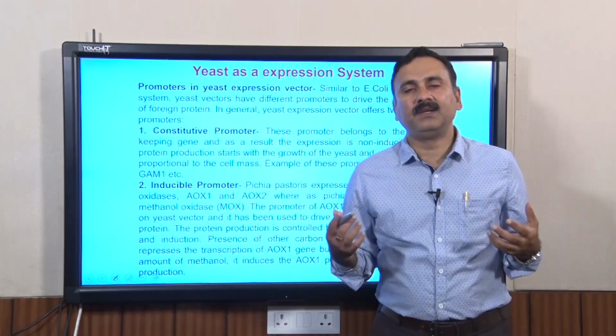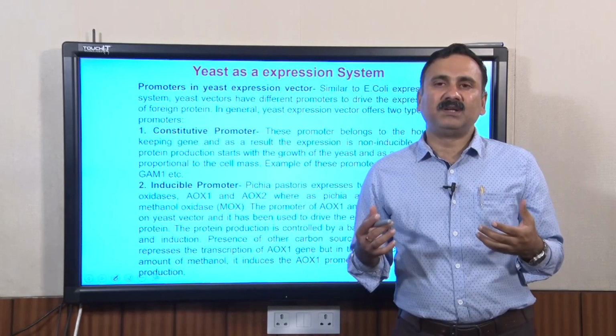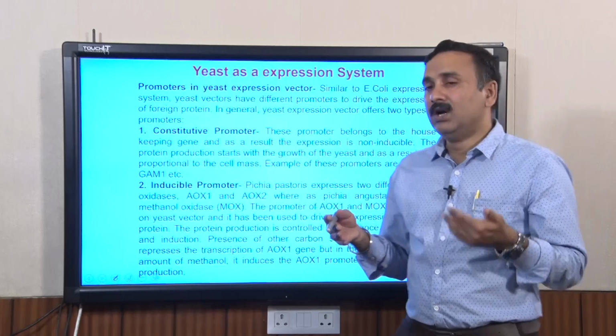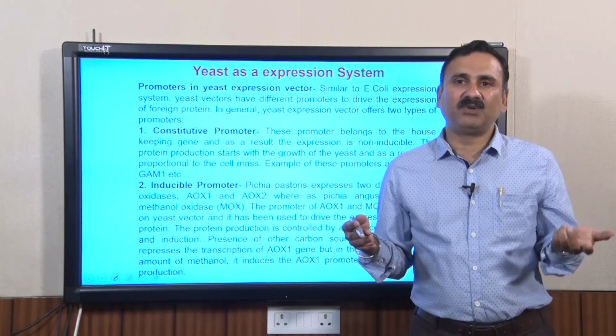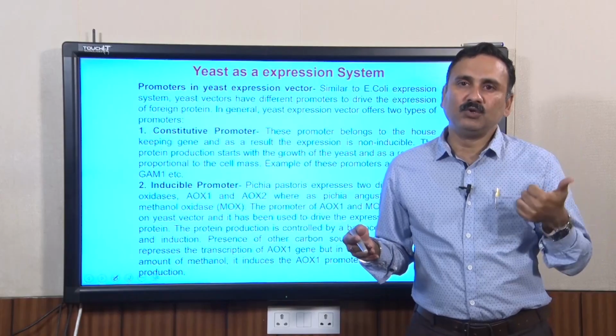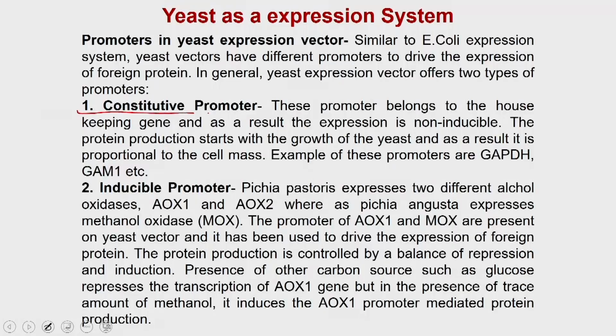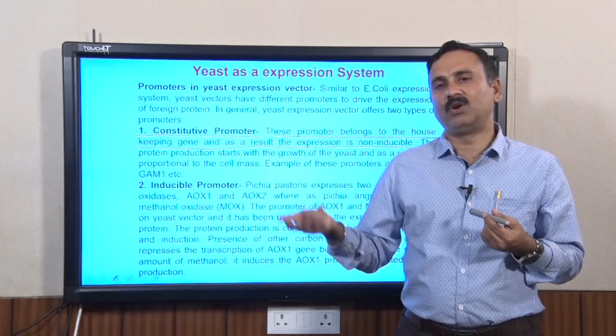Just as we discussed in the E. coli expression system, there are different types of promoters present in the yeast expression system. You have two different types of promoters: either constitutive promoters or inducible promoters. The constitutive promoters are the promoters which are present in housekeeping genes. So, these promoters belong to housekeeping genes, and as a result the expression is non-inducible, which means they are going to give you the protein, but that protein production would be in proportion to the number of cells you have.